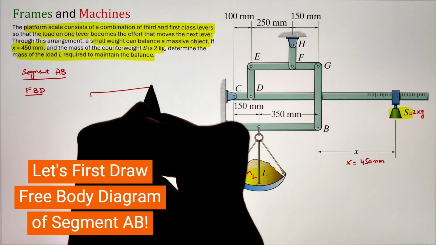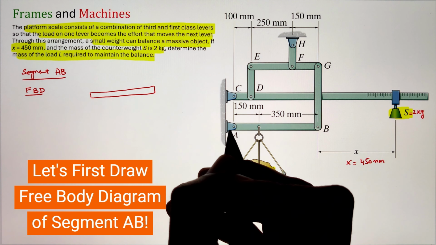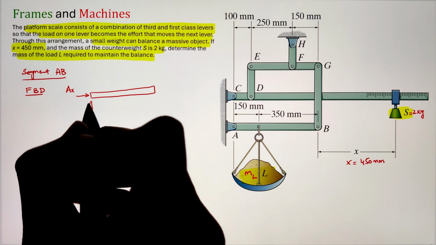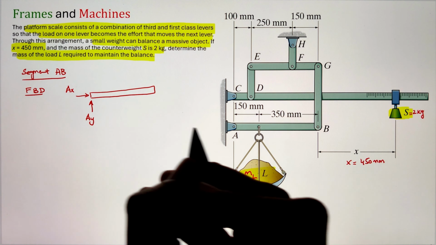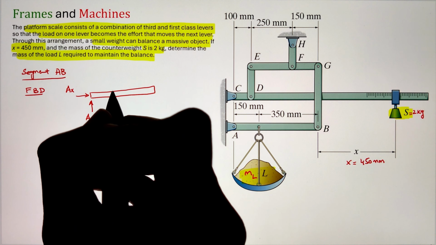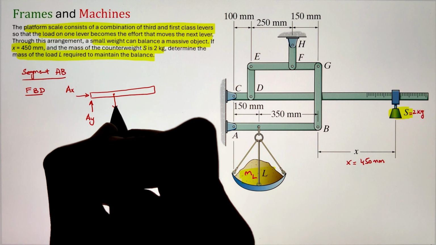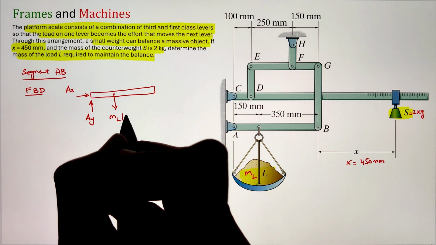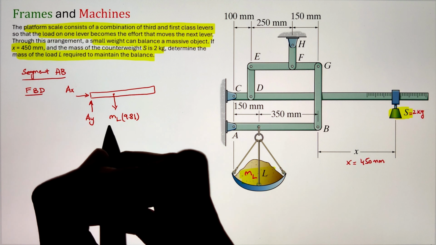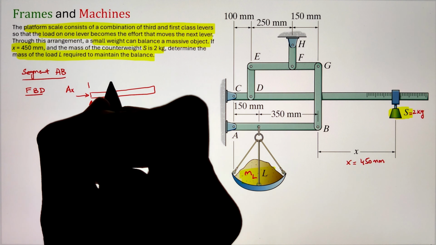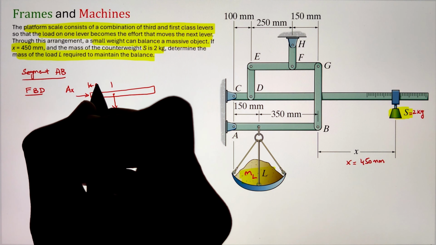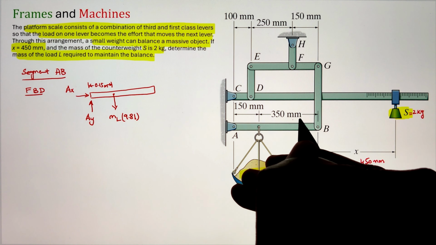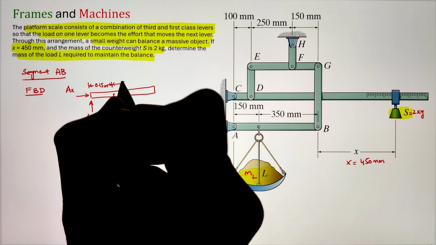Now for the member AB, I have a pin support at point A, so it will have two support reactions, one along the horizontal direction given as AX and one along the vertical given as AY, since the motion is restricted along horizontal and vertical directions. Next, at 150 millimeters from point A, I have this mass ml that is balancing. So its value can be represented by ml times g, our acceleration due to gravity, to convert the mass into the force.